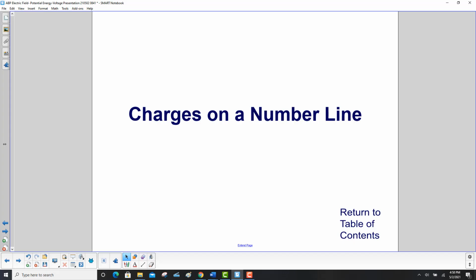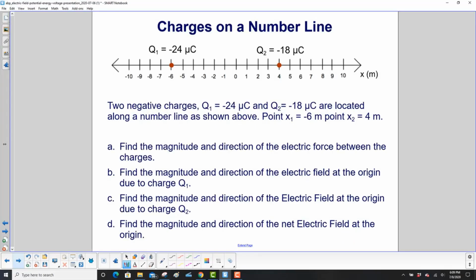Charges on a number line. Our first problem will be two charges on a number line. We have two negative charges, minus 24 microcoulombs at negative 6 meters away from the origin, and another charge, minus 18 microcoulombs at 4 meters away. Find the magnitude and direction of the electric force between the charges.